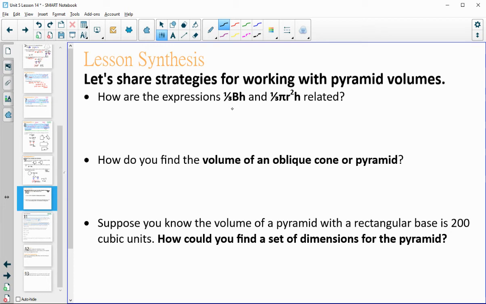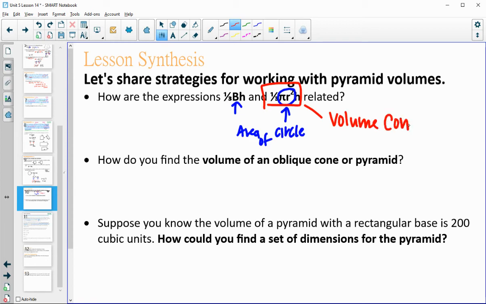All right, so how are the expressions 1/3 base times height and 1/3 pi r squared h related? Well, this B is the area of the base, and this pi r squared is the area of a circle. So this second expression is just the specific volume formula for a cone.